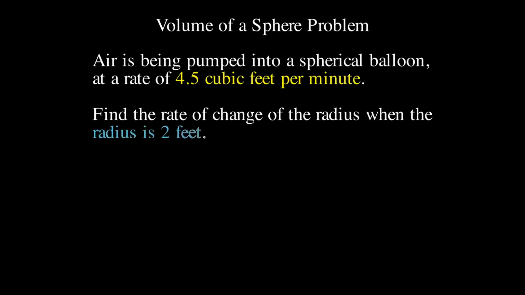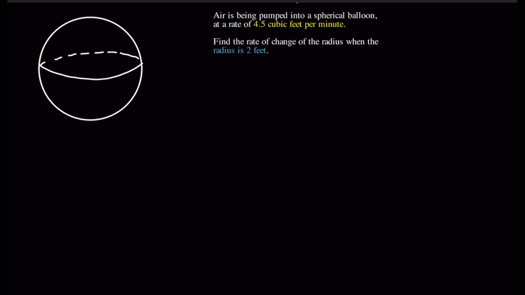So air is being pumped into a spherical balloon at a rate of 4.5 cubic feet per minute. Our job here is to find the rate of change of the radius when the radius is 2 feet. So let's work this through.